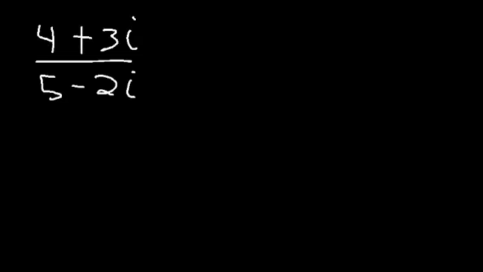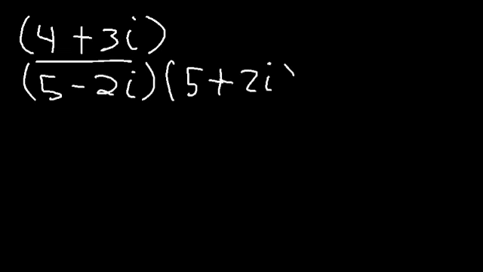Now what about dividing complex numbers? Let's say we have 4 plus 3i divided by 5 minus 2i. What would you do to simplify this expression? If you're dividing complex numbers, focus on the denominator, which is 5 minus 2i. Multiply the top and the bottom of the fraction by the conjugate of the denominator. So if you see a minus sign, make sure this is plus.